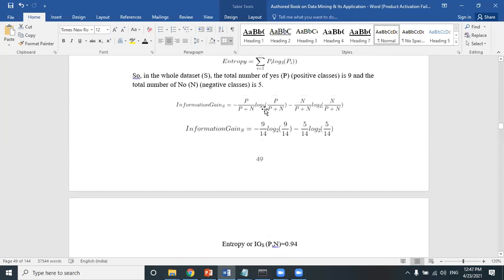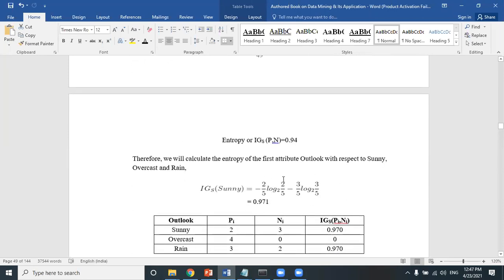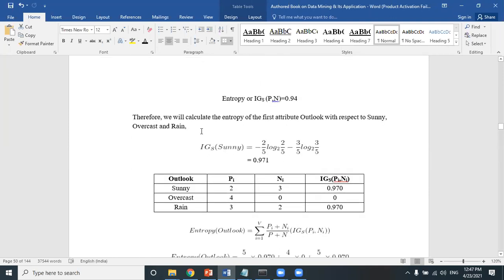So simply we put the same thing in this formula. P is equal to 2 and n is equal to 3. That means 3 plus 2, 5. The formula will look like this, and the information gain with respect to sunny is 0.971. Okay, so with respect to sunny it is 0.971.